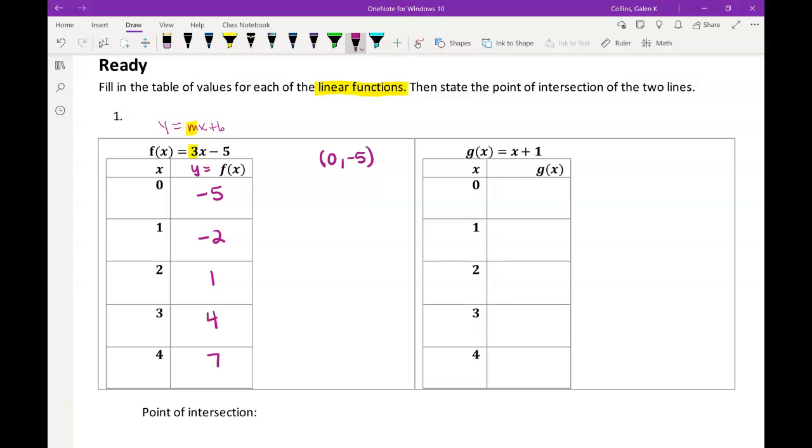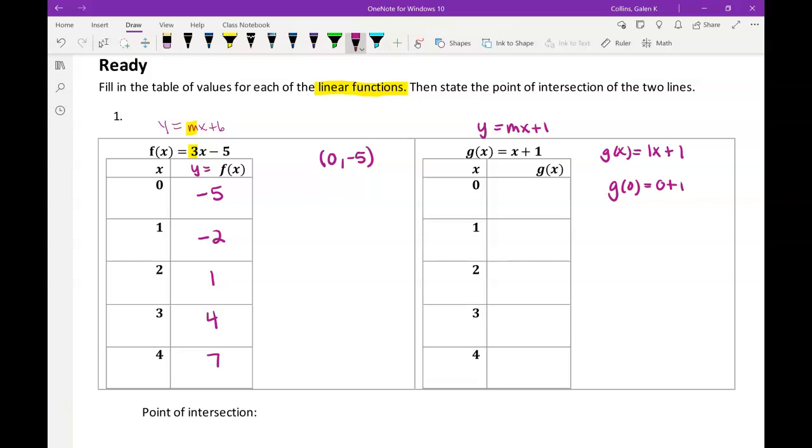Now we could also fill out the table for g of x in the same way, since this is also in slope-intercept form. Remember, when there's not a number in front of x, there is a coefficient of 1. And remember, the word coefficient is the number that we multiply a variable by. So 1. But if you're having trouble using the slope-intercept form, we could just evaluate g for each of these x values.